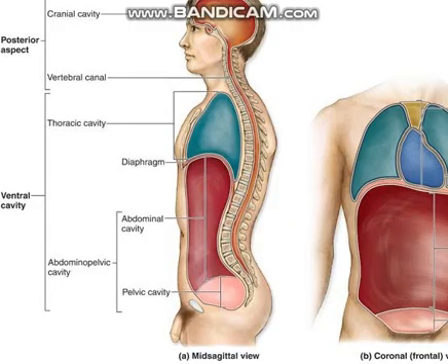In addition, there's a serous membrane located right between the thoracic cavity and the abdominal cavity, located right here. And there's a serous membrane that is located there.